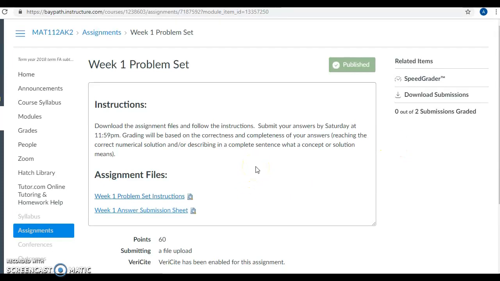Hello, online college algebra. I've had a few questions about this week one problem set. So we have this week one problem set. We also have the answer submission sheet. That is where you'll just enter those answer choices.